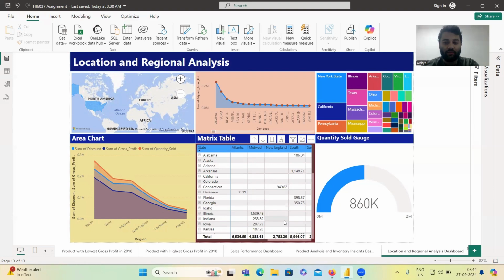The line chart that displays the total of the discount, gross profit, and amount sold per region makes up the fourth graphical representation. A matrix table is utilized in the fifth graphical division to show the product pricing by the state and region. A gauge that shows the amount sold by region is the sixth visualization.